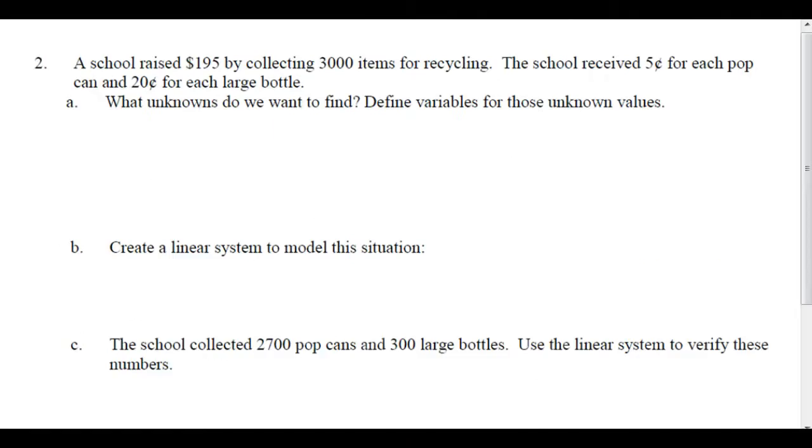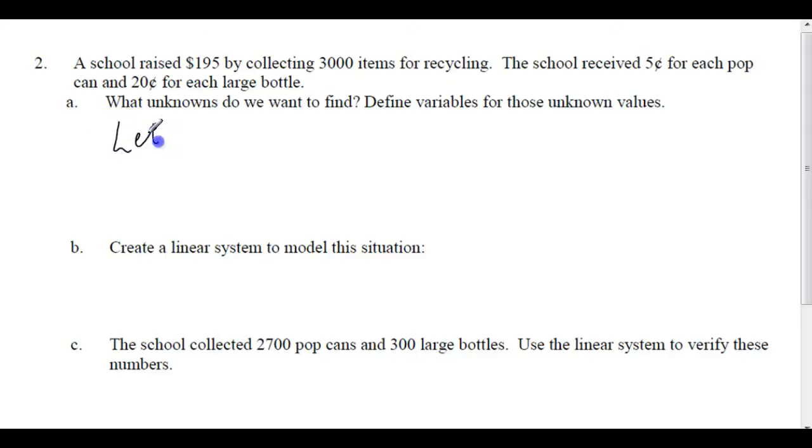A school raised $195 by collecting 3,000 items for recycling. The school received 5 cents for each pop can and 20 cents for each large bottle. What unknowns do we want to find? Well, probably the number of pop cans. Define variables for their unknown values. So when you're communicating a solution, you have to set something out for people. You can't just rush into equations. Nobody will know what anything is, even if it's sort of obvious.